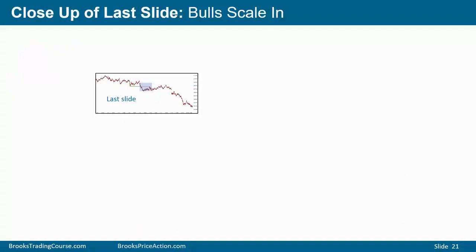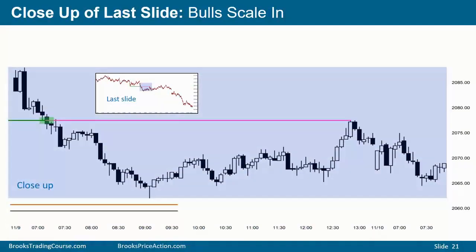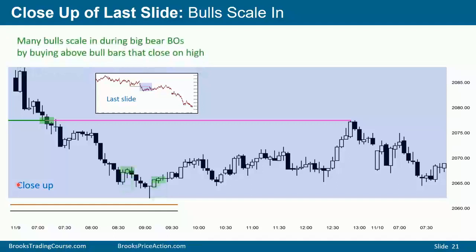Okay, this is the slide that I just showed you. And this is a close-up of it. So bulls bought here, which is a test of that low right there. And then some bulls will buy more above a bull bar, either above this bull bar or above that bull bar, expecting the market to get back here where they can get out, break even on their first entry, and with a profit on their lower entry.